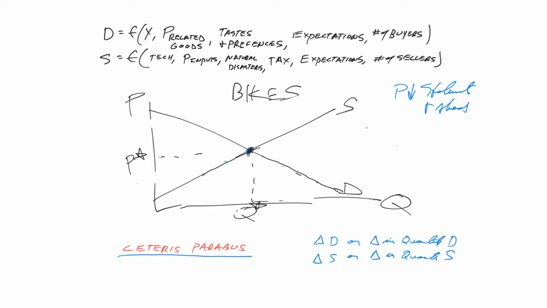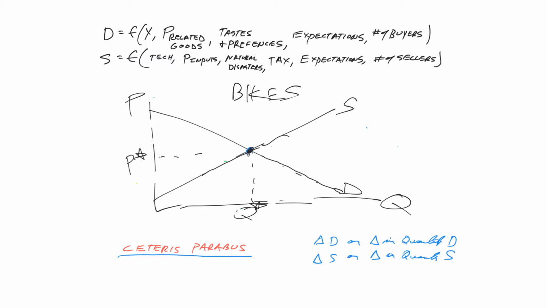That will shift the bike demand curve out to the right. Equilibrium price increases, equilibrium quantity increases. That's an increase in demand and an increase in quantity supplied.